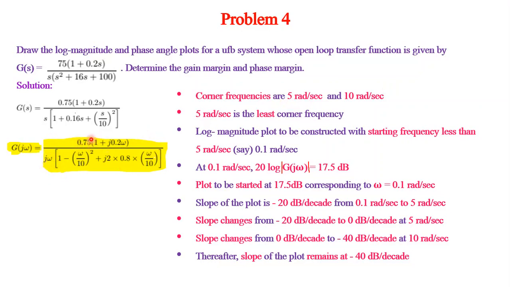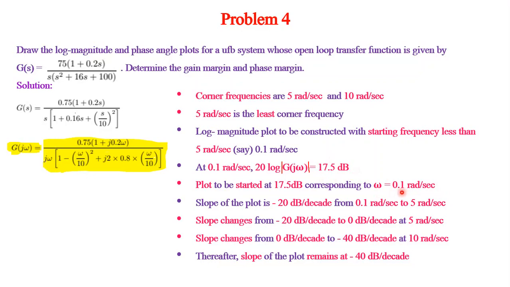So 20 logarithm of 0.75 is something around minus 2.5 dB. This is 1 by jω. When you take 20 logarithm, it is minus 20 log ω, that is minus 20 log 0.1, 20. So 20 minus 2.5, so 17.5 dB. So we should start the log magnitude plot, the asymptotic plot, at 17.5 dB, corresponding to ω equal to 0.1 radian per second. So this is very clear.